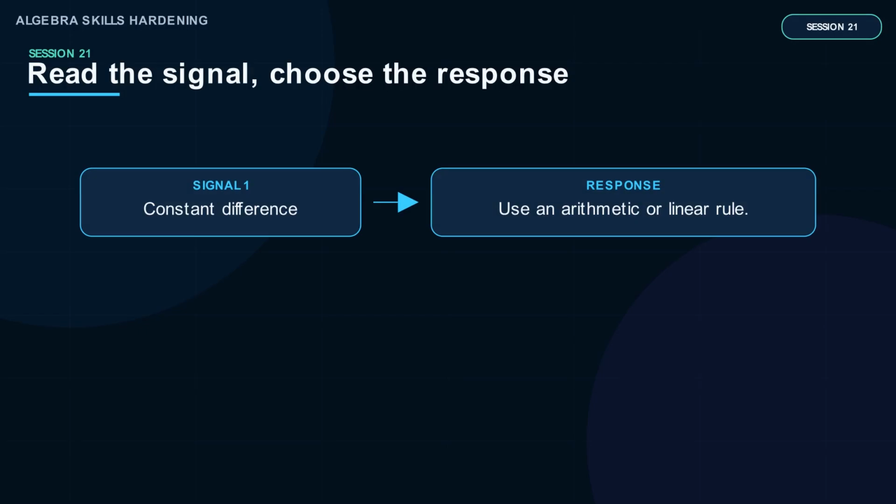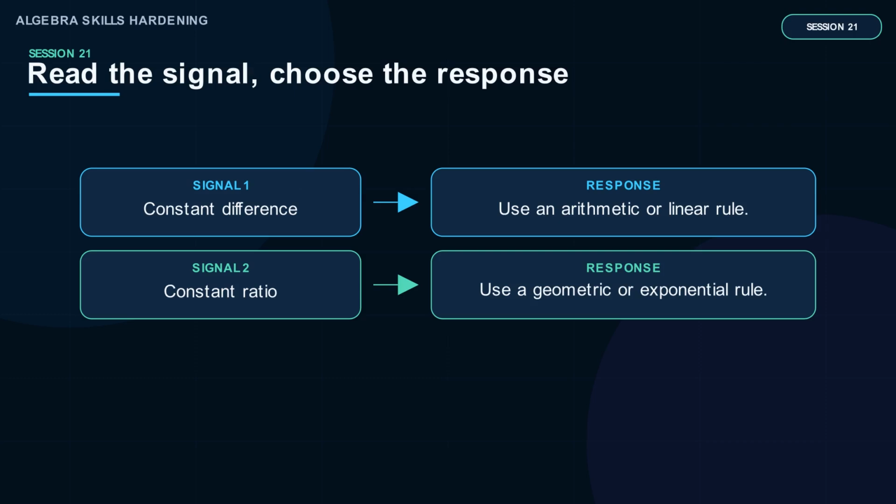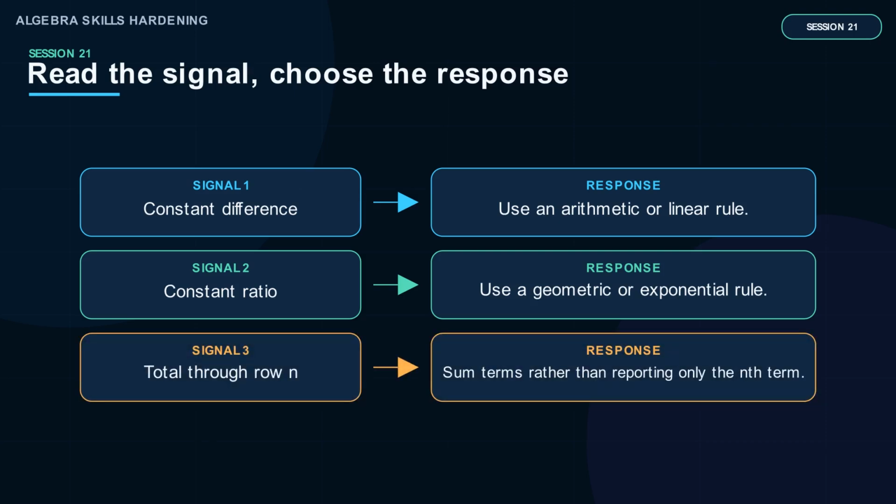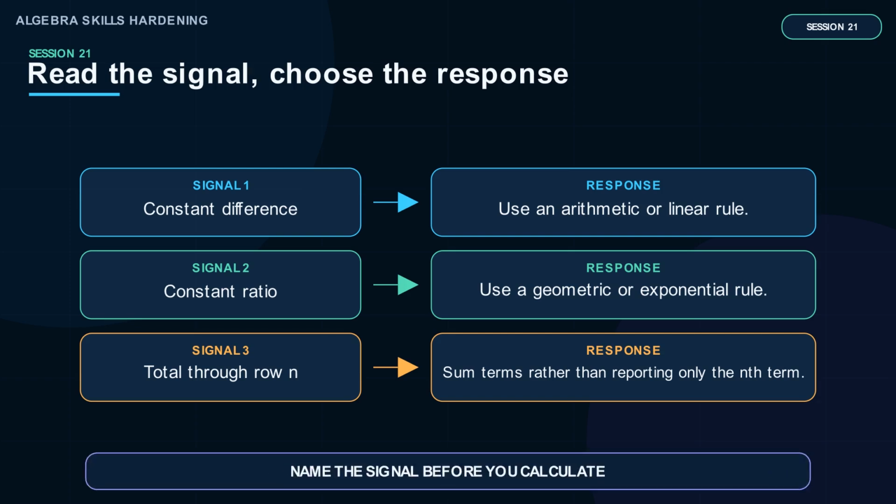Signal 1 is constant difference. Respond by remembering: use an arithmetic or linear rule. Name the response before calculating. Signal 2 is constant ratio. In that case, use a geometric or exponential rule. The form tells you which tool fits. Signal 3 is total through row n. Remember, sum terms rather than reporting only the nth term. This separates plausible from valid answers. If you cannot name the signal, slow down. Deliberate classification is faster than repairing rushed algebra.